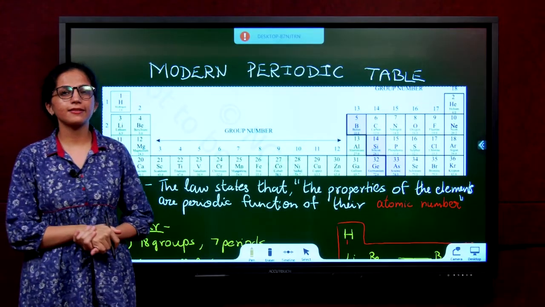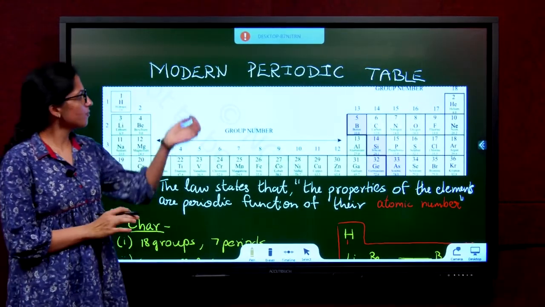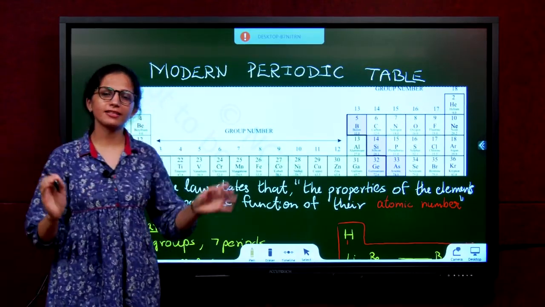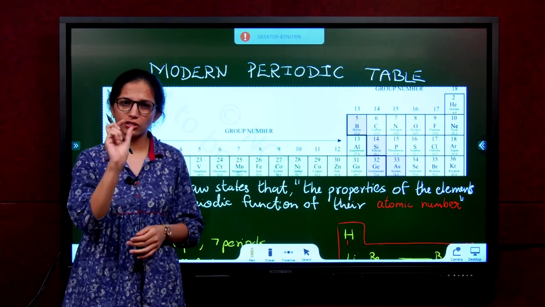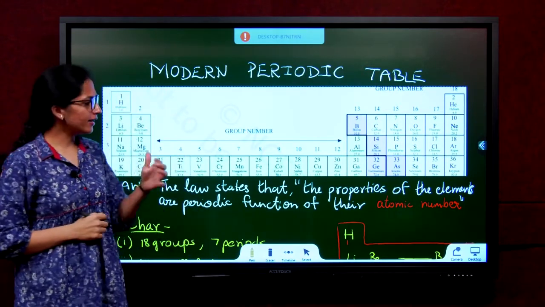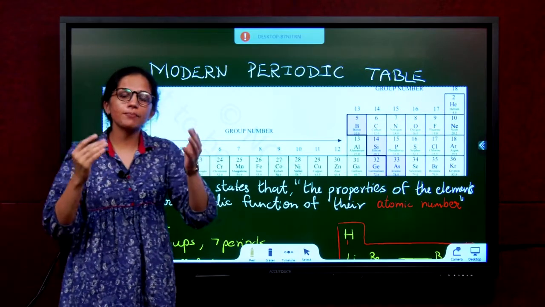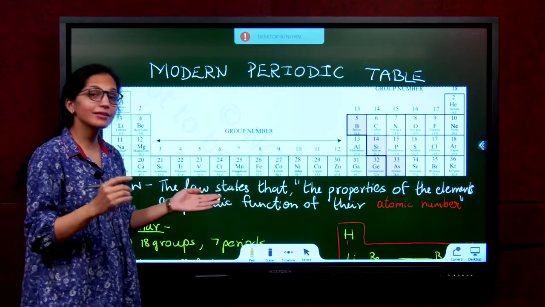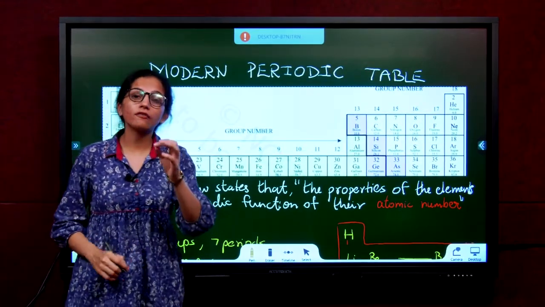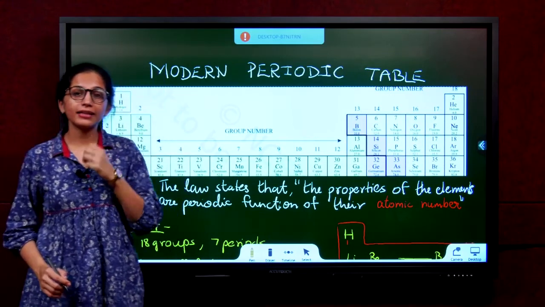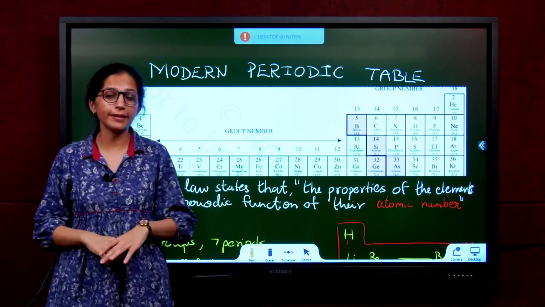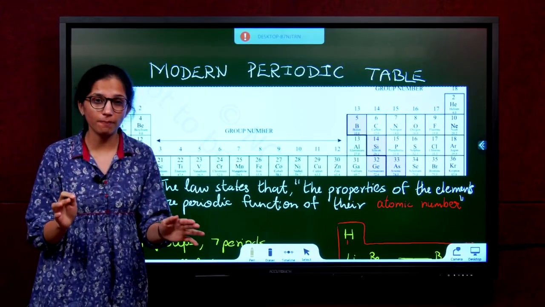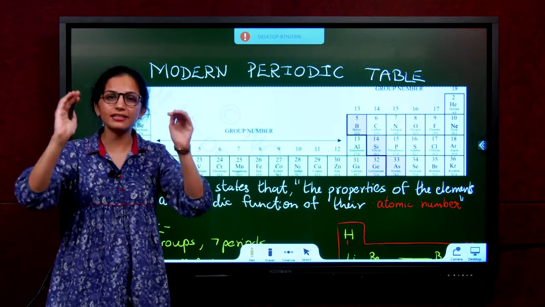Moving on to the next and the final classification, the modern periodic table. It was very similar to Mendeleev's, but there was a twist in it. Mendeleev said the law states that the properties of the elements are periodic functions of their atomic mass. There came a scientist called Henry Moseley who told us atomic mass is not the fundamental property of elements. That means that is not the deciding factor.